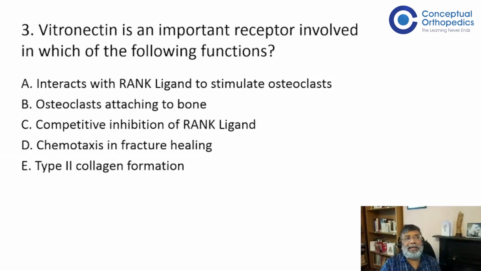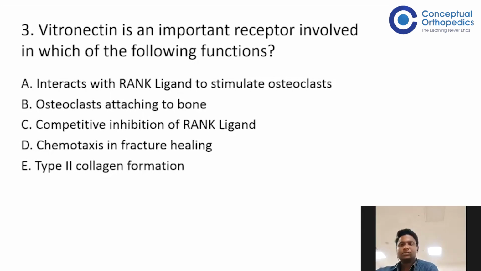That portion is called the Howship lacuna, and the ruffled border is just to increase the surface area towards the Howship lacuna. It gets polarized, so that a lot of ruffled border is formed where it's attached, so that a lot of things can be excreted in that small sealed area. So you can be very efficient in dissolving your mineral and protein. That's what you need to know, how the osteoclast works.